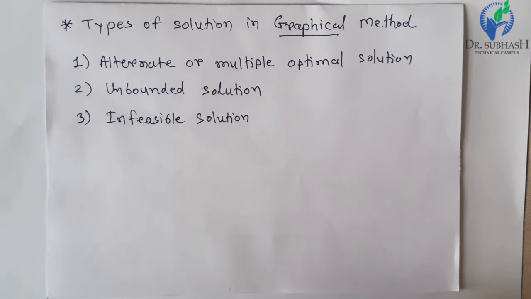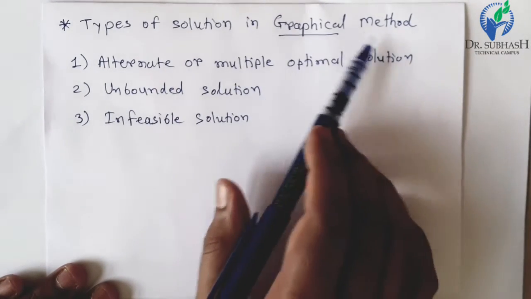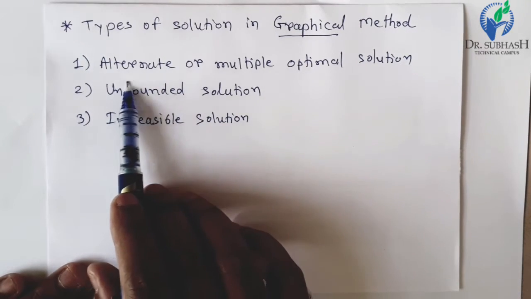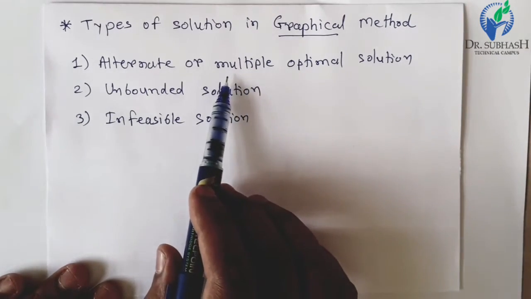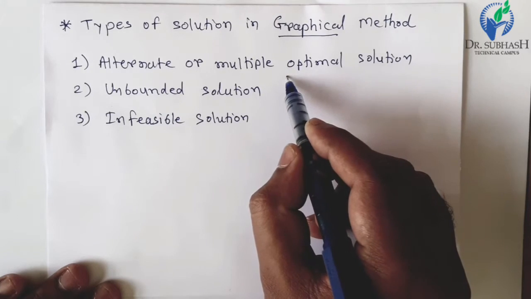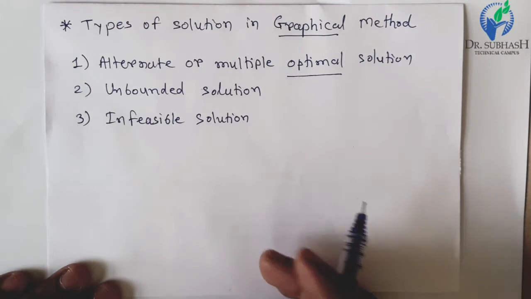Today we are going to learn about the types of solution you may encounter while solving by the graphical method. There are three possible types of solution: alternative or multiple optimal solution, in which you may get multiple values of x1 and x2, or say decision variables, or multiple sets of decision variables that will give you an equal value of the optimal solution of the objective function.